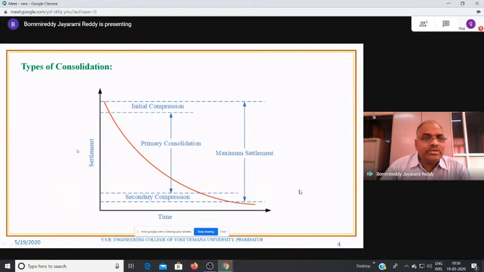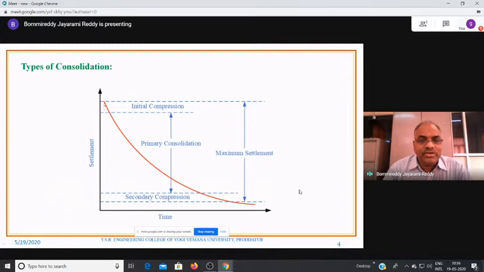Now let us look at the diagram, types of consolidation. You can look at the diagram. The y-axis is settlement and the x-axis is time. Once the soil is subjected to some static load, over a period of time the soil is going to settle down. The volume of the soil is going to reduce, and it follows a curve. You can see the red line.